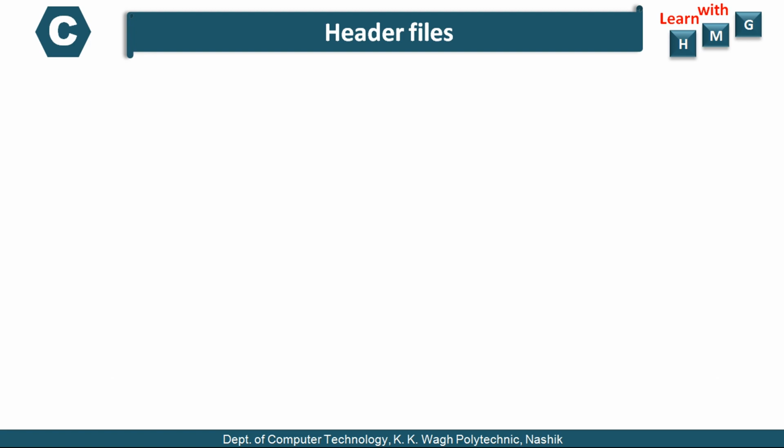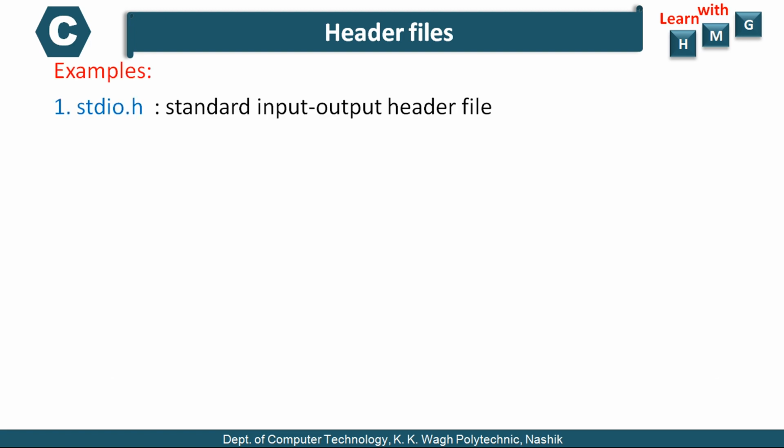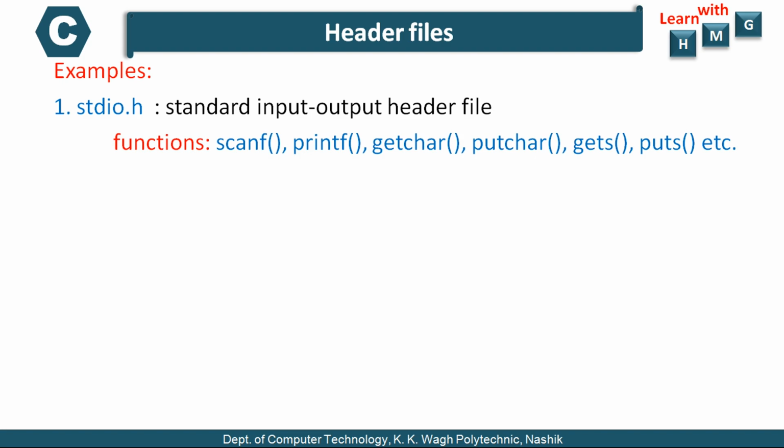First is stdio.h, which is the most useful header file in a C program. Almost every C program has this header file. It is the standard input output header file. All the functions defined for input output operations are available in this header file: scanf, printf, getchar, putchar, gets and puts, etc. Like this, so many, 22 to 25 functions are available.